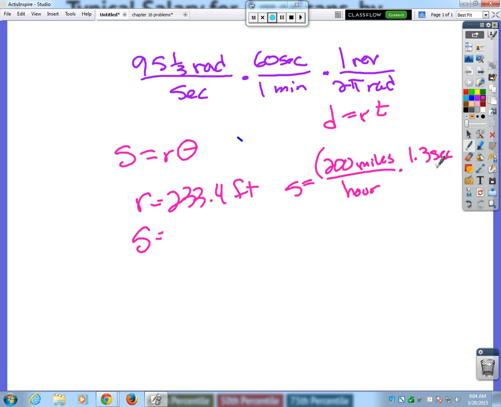Okay, we got to do some changing here, right? Because our radius is in feet, so we have to change the miles into feet.